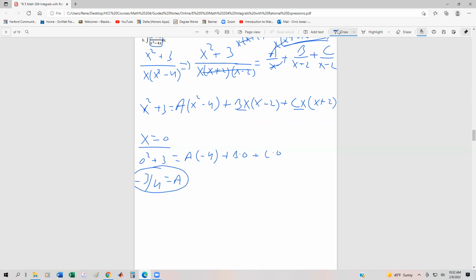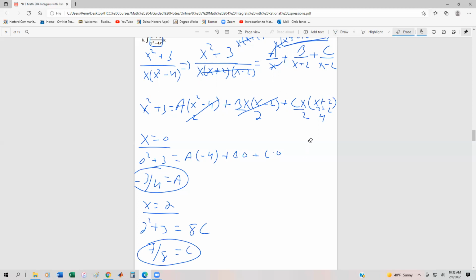We're going to hold on to that because we're going to need it in a little bit. Another nice number that we can plug in is 2. That's going to give us 2 squared plus 3. If we plug in 2 here, that's going to give us 4 minus 4, which is going to cancel. If we plug in 2 here, the B is going to cancel, and then we're going to get 2, and then 2 plus 2 is going to be 4. So we're going to end up with 8C, and clearly we're going to get 7/8 is equal to C when we substitute back in for 2.